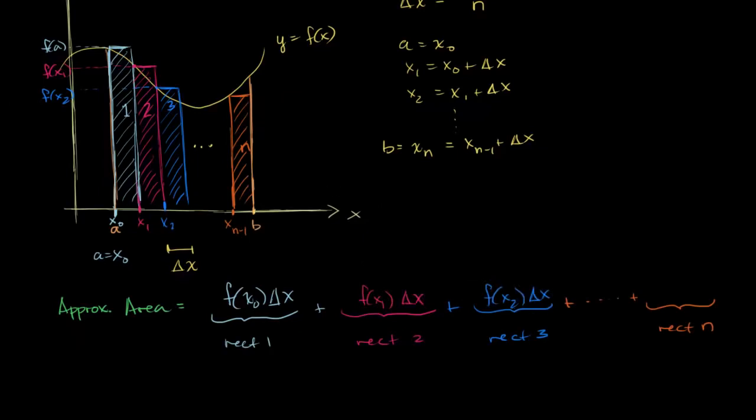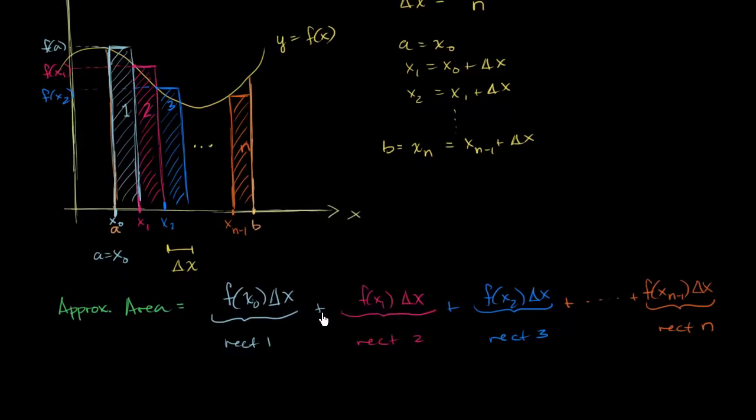And then we go all the way to rectangle n. We're taking the sum all the way to rectangle n. What's its area? It's f of x sub n minus 1 times delta x. And we're done. We've written it in a very general way.